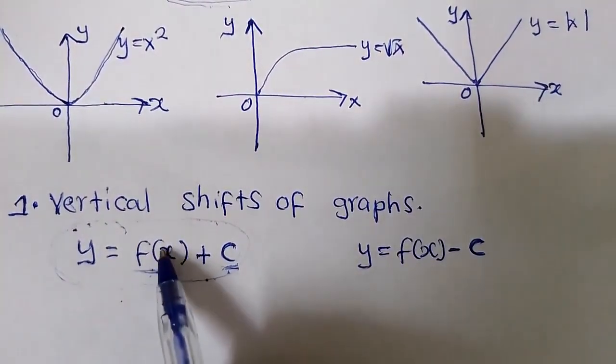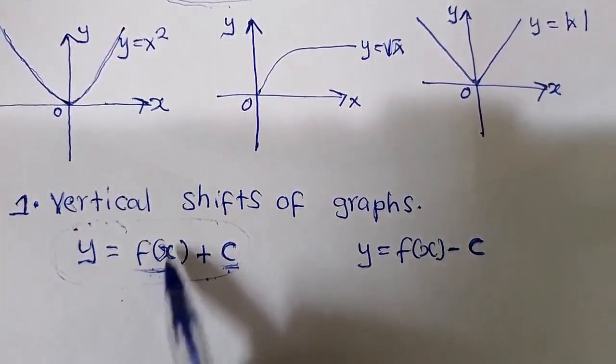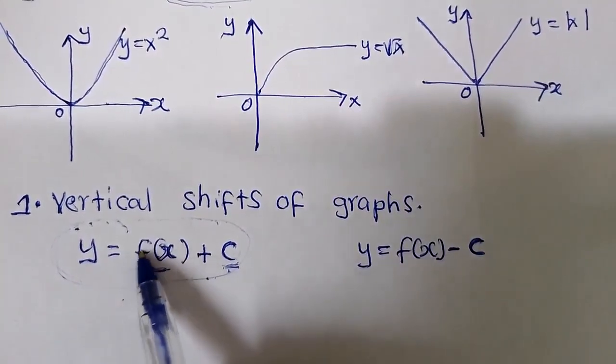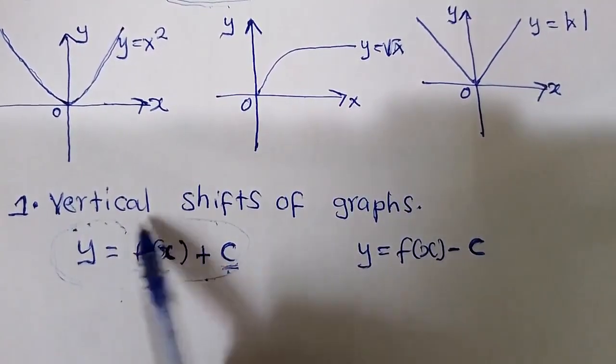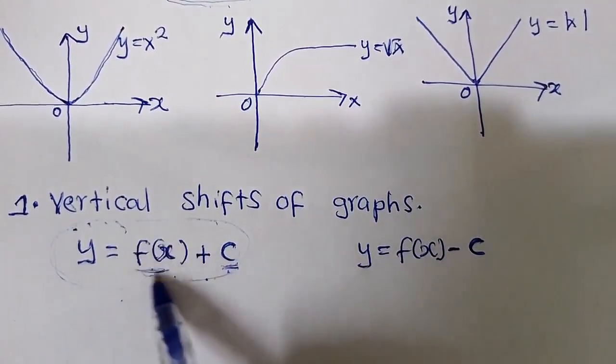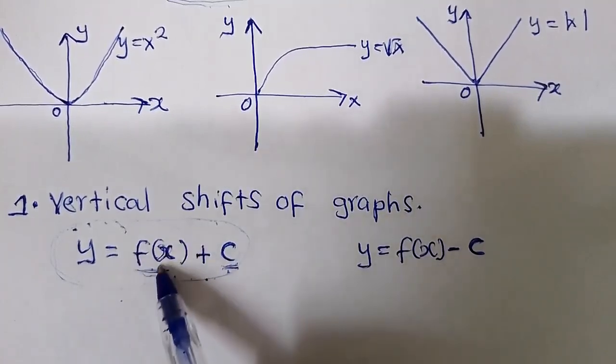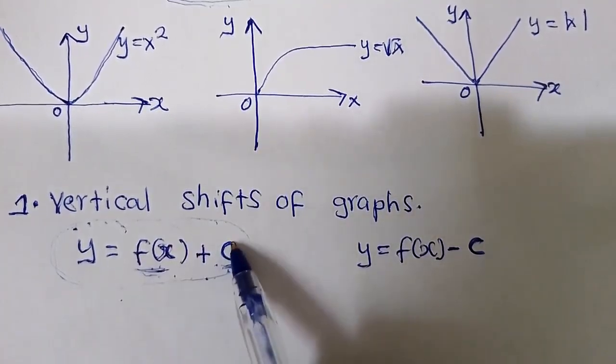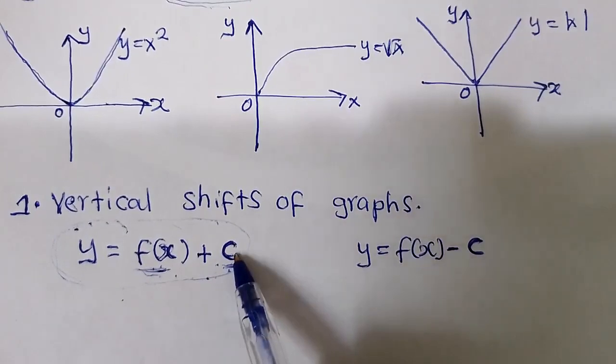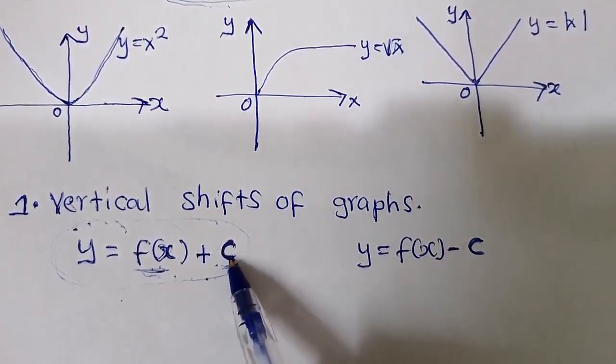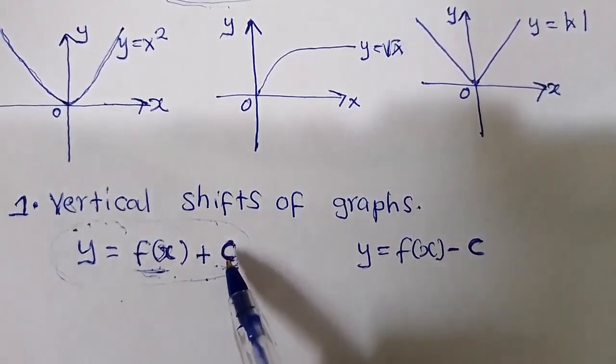When a graph is written like this, the first thing you need to do is to write the general graph for this one. Then the graph will move upward by C units. So it will move upward by what? C units. If this is 2, then it will move 2 upward.